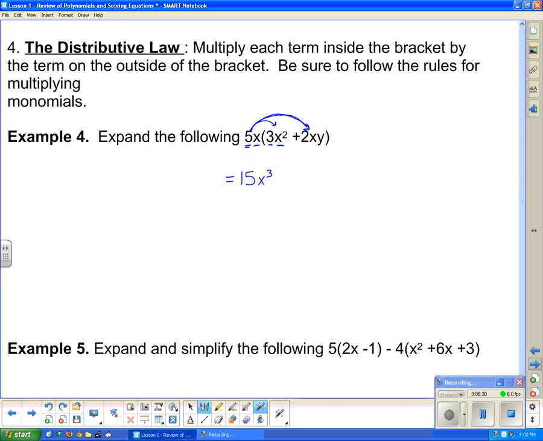Well, 5 multiplied by the 2 gives me 10. And then this x and this x multiplied together give me x squared. And there's nothing to go with the y, so it just hangs around on the end. And that's the distributive law.